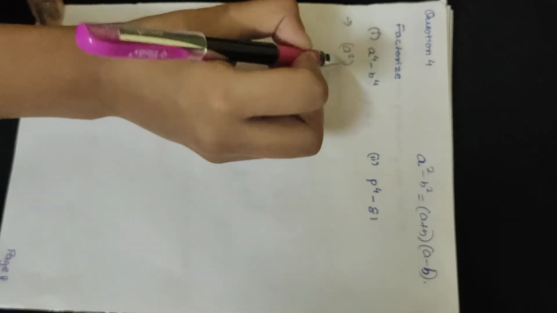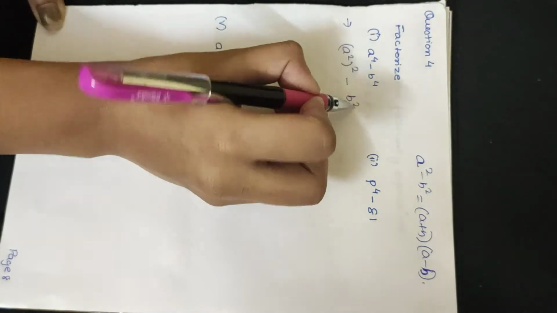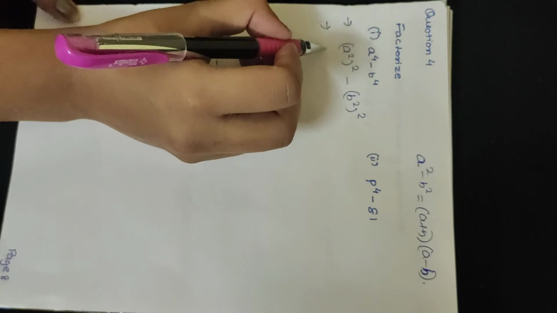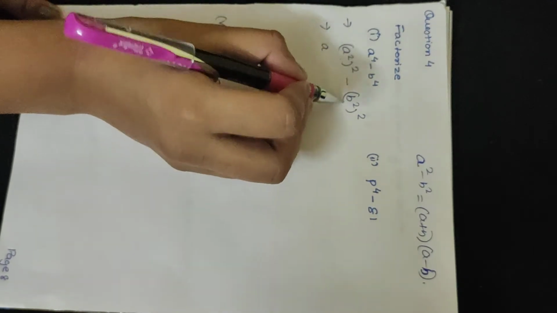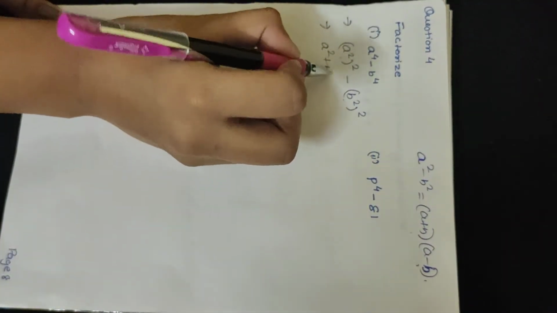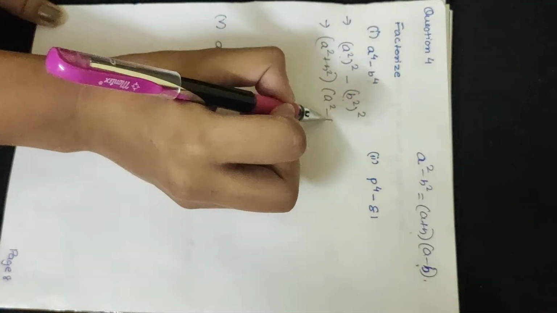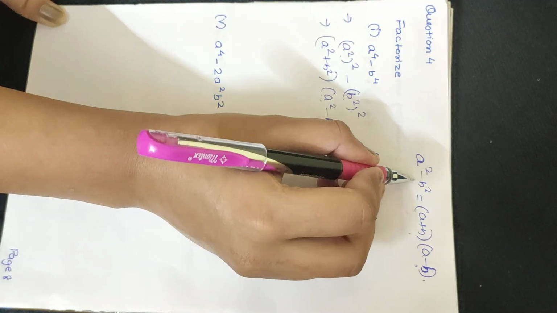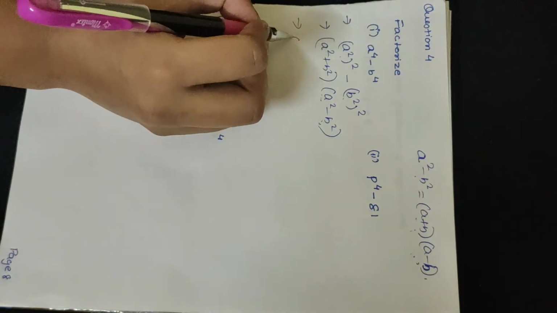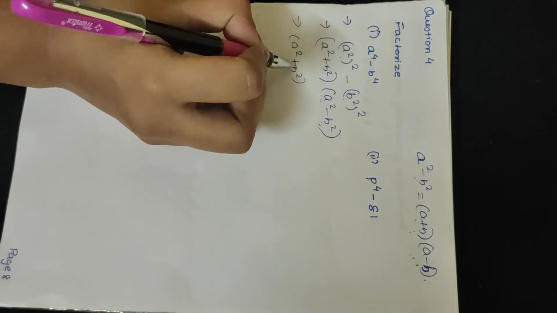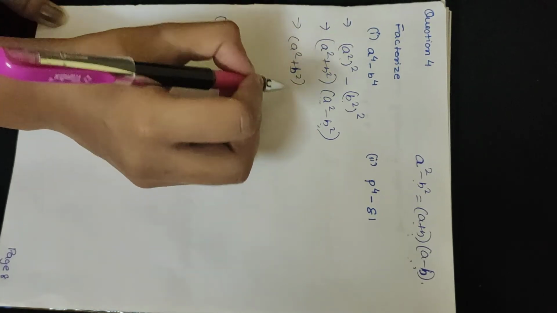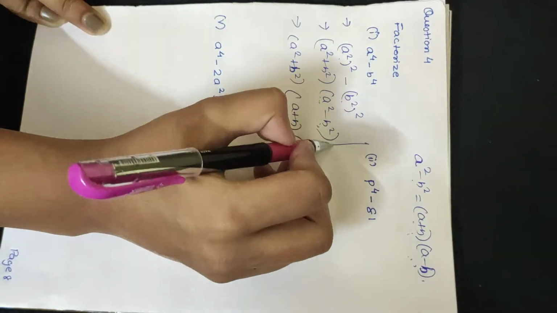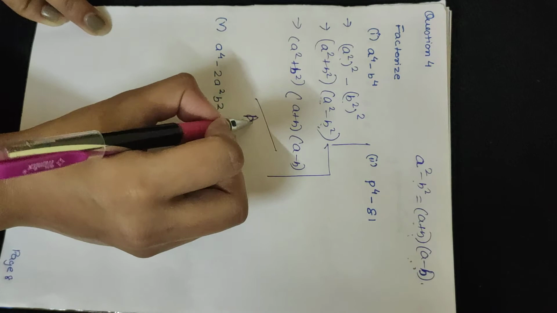So (a square) whole square minus (b square) whole square. At the first stage we can write it this way, and again we can write it as (a plus b)(a minus b). So (a square plus b square)(a square minus b square). So again you see this is an a square plus b square term here. We are just going to write it this way, because there is no formula for a square plus b square. So (a plus b)(a minus b). So this is going to be our answer.